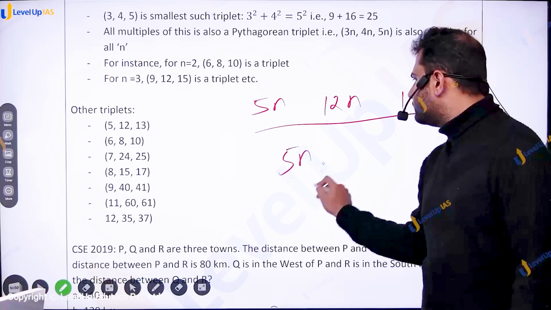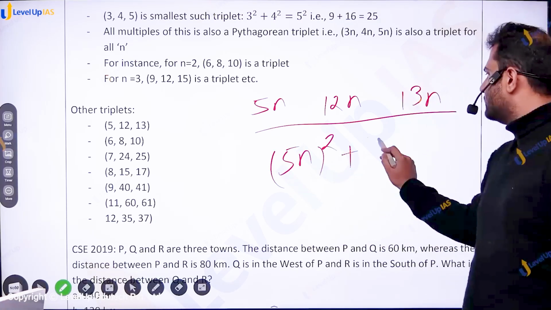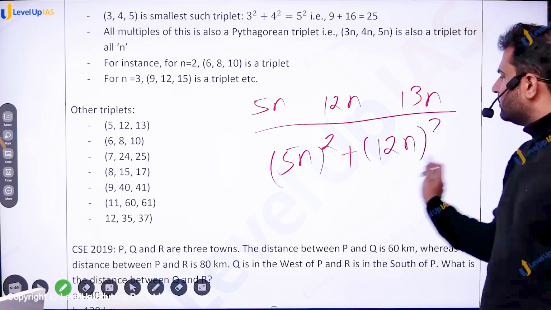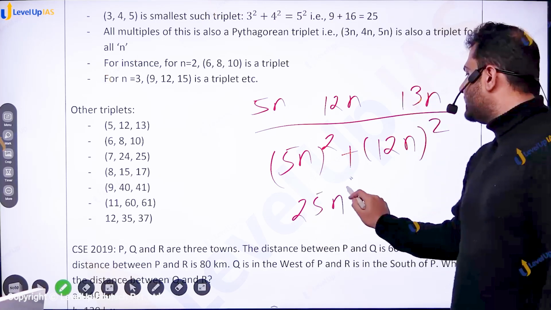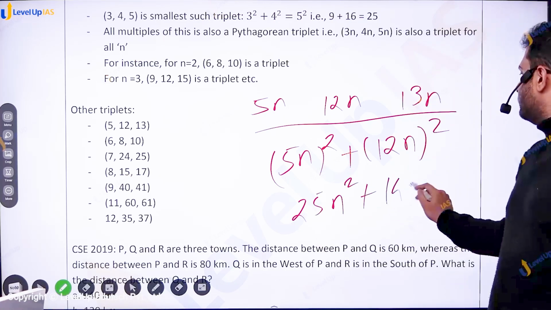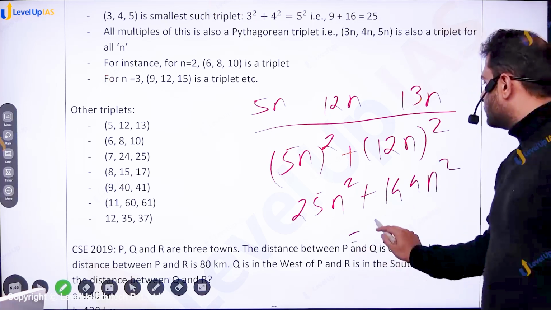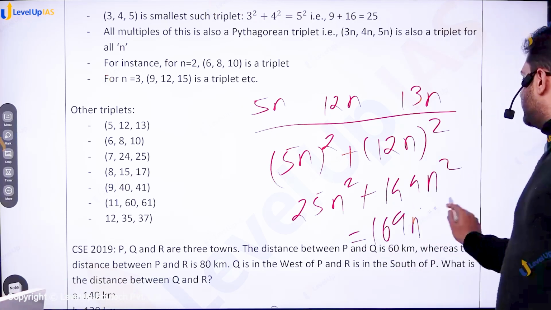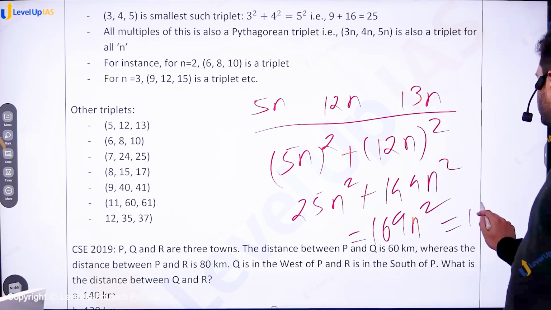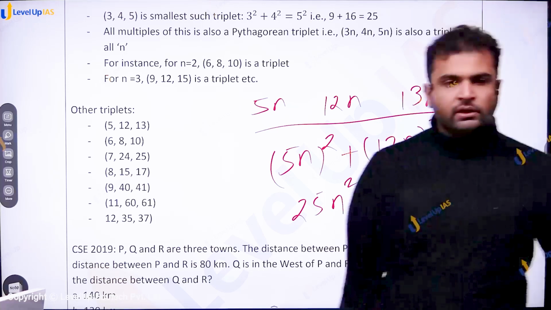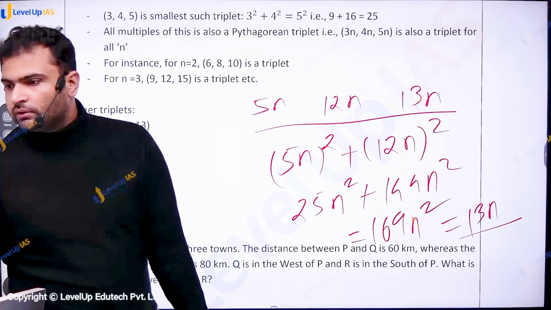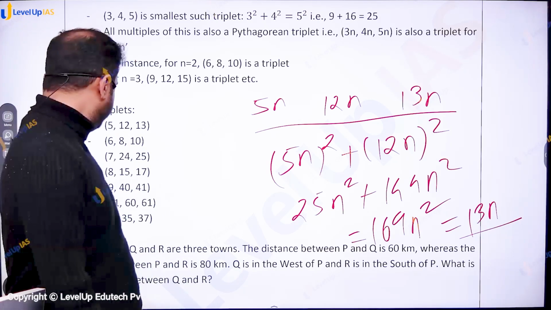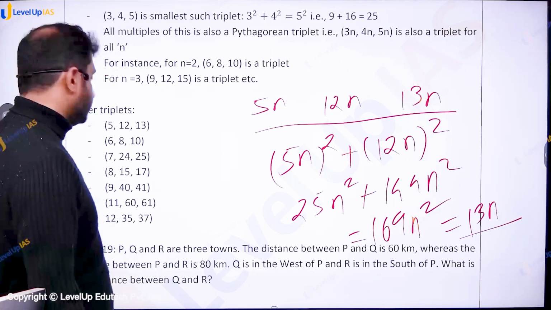For example, we can even prove this. If I write 5n square plus 12n square, what will this be? This will be 25n square plus 144n square, which is equal to 169n square, and the root of this 169n square will be 13n, which is what the third number is. ठीक है?